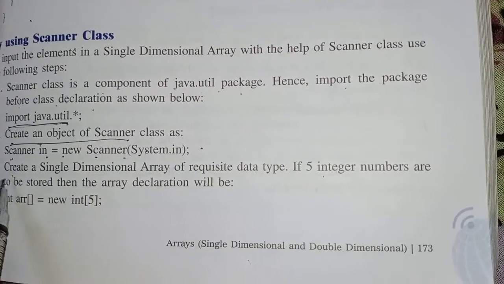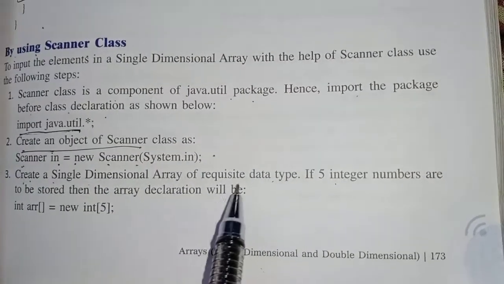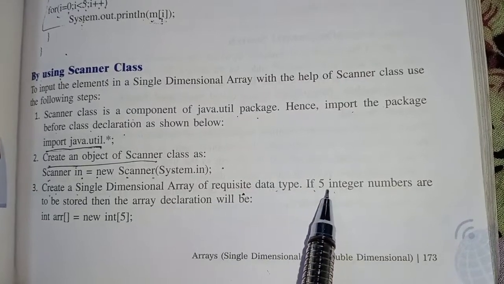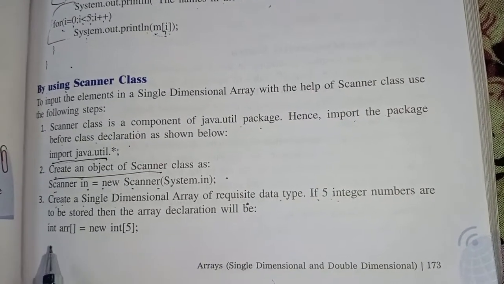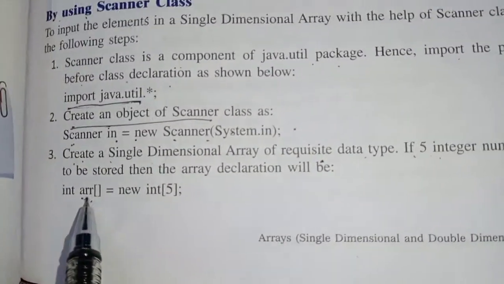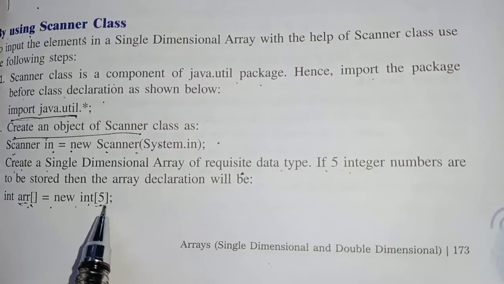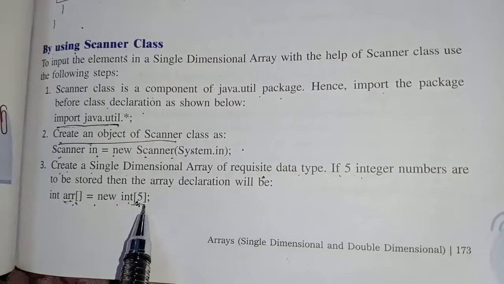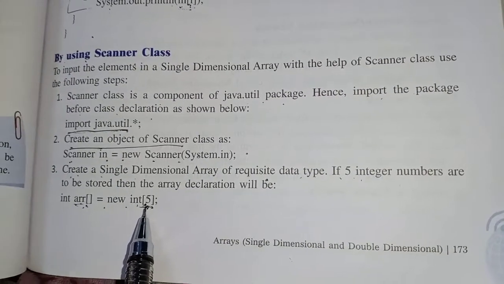Then create a single dimensional array of requisite data type. Requisite means the required data type according to the program. If 5 integer numbers are to be stored, then the array declaration will be int arr[] or any name you can use, with subscript, is equal to new int, then the size of the array, that is 5 elements or 10 or 15. So here you have to mention the array elements that you want to store.